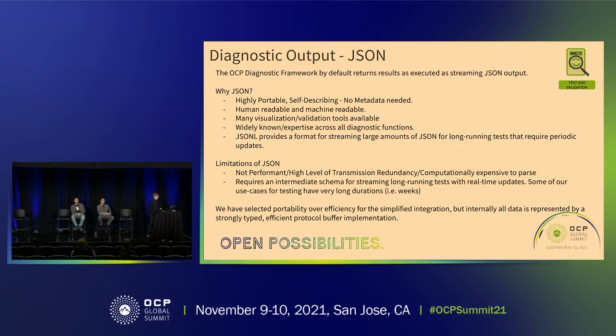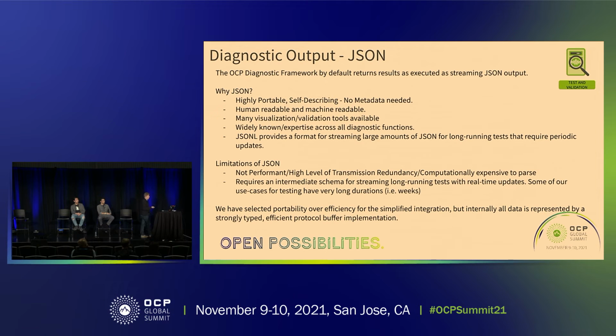For our output, we use different outputs in different runtime environments. By default, we use JSON. Why do we use JSON, right? It's highly portable. It's self-describing. There's no metadata needed. It's human readable and machine readable. A human can look at the output and a machine can parse the output. There's many visualization and validation tools available. It's widely known. Everyone has expertise with this format. And JSON-L, which is line delimited JSON, provides us a way to stream out extremely large amounts of output.